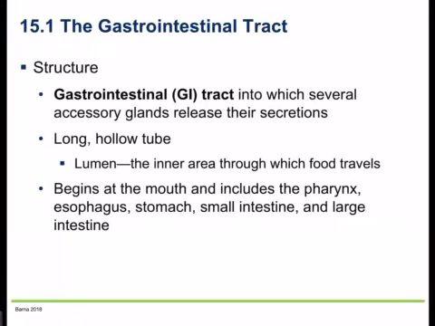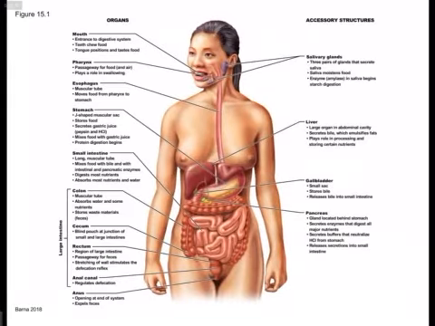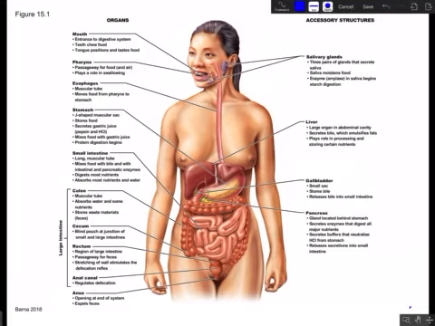Now, this GI tract is a long hollow tube that has a central portion in it called a lumen, which the food travels in. There will be many accessory glands that will contribute to this GI tract. They will release secretions that will be involved with digestion. We start with the mouth and we work our way down, and we end up all the way leaving as the anus. So let's take a look at all these structures here. We will go over all of these structures individually throughout this lecture.